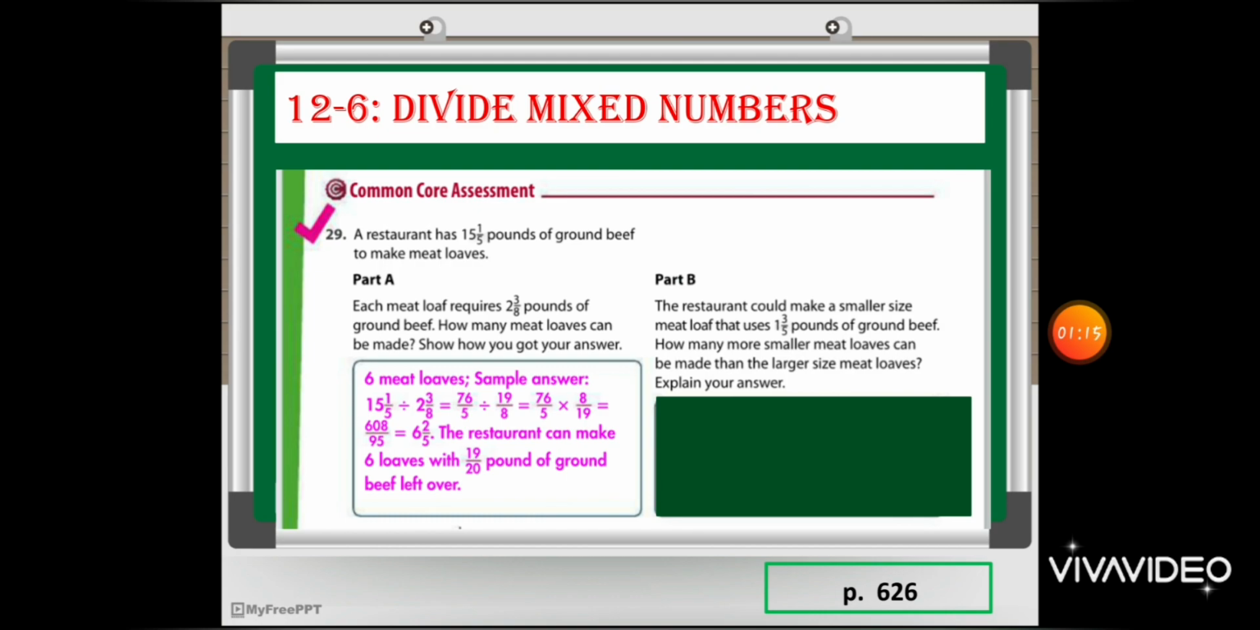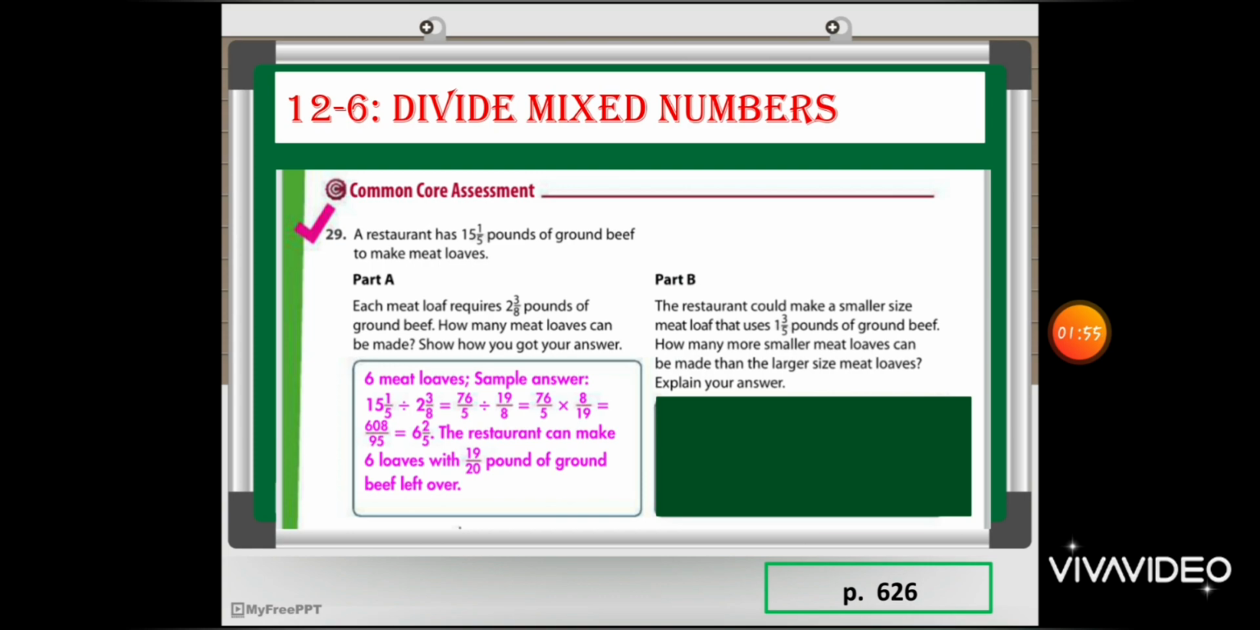Multiplying these fractions, we have 608/95, or we can rename it as 6 2/5. Therefore, the restaurant can make 6 loaves of bigger meatloaves. However, there will be an excess of 19/20 pounds. How about for part B? The restaurant could make a smaller size meatloaf that uses only 1 3/5 pounds of ground beef. How many more smaller meatloaves can be made than the larger size meatloaves?